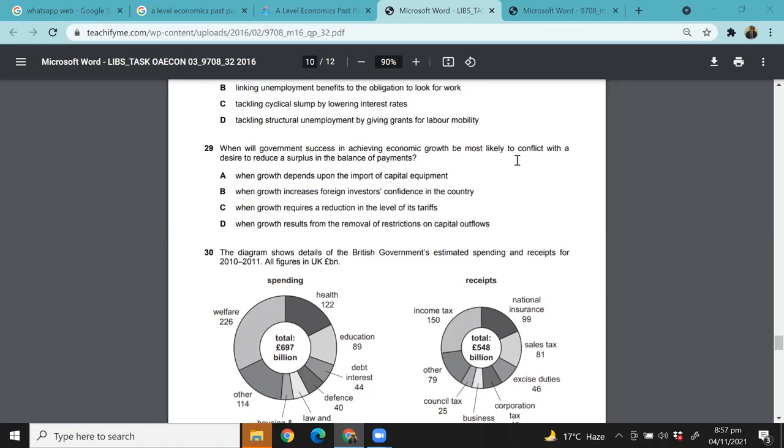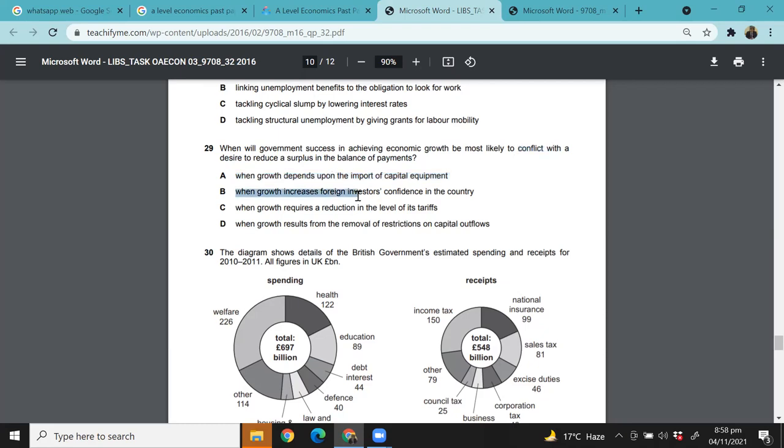Okay, great. So when growth depends on import of capital equipment, imports obviously reduce your surplus, right? So that is being achieved, and growth is also taking place. So there is no conflict. So A cannot be the answer because the question is asking you for a conflict.